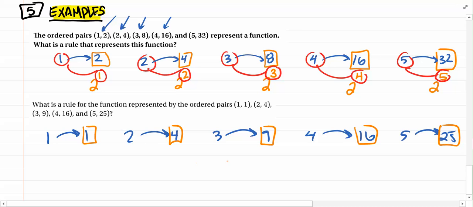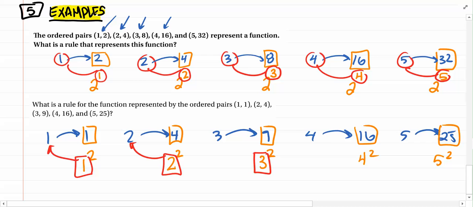Well, 1, 4, 9, 16, 25, those are all squares. So I could represent the number 1 as 1 squared. The number 4 is 2 squared. The number 9 is 3 squared. The number 16 is 4 squared. The number 25 is 5 squared. So what's the relationship here? Well, I'm noticing that my base is the same thing as the input. 4 and a 4, 5 and a 5, right?